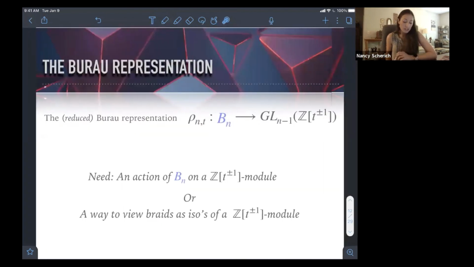All right. So in order to write down a representation, what we need is an action of the braid group on some Z[t] module. Technically, this Z[t] here is the Laurent polynomials in one variable. I'm just going to call it Z[t] because it's long. But anyway, we need an action of the braid group on some Z[t] module. Or another way to say that is you need to view your braids as isomorphisms or endomorphisms of some Z[t] module. And once we do that, that's what gives us a representation. If you think back to your linear algebra days, a linear transformation is the same thing as a matrix. So we basically need to define a linear transformation, and that's going to give us the matrix.